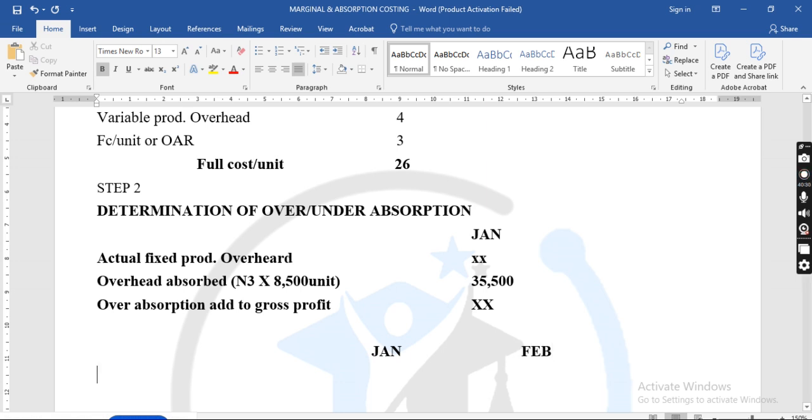Sincerely, I didn't even check this question before this class. I didn't even check if it's marginal costing or absorption costing.